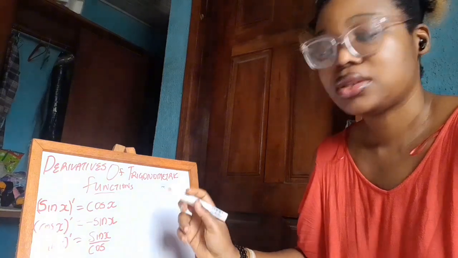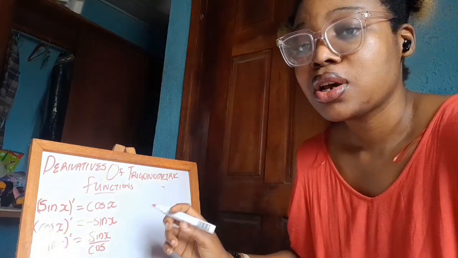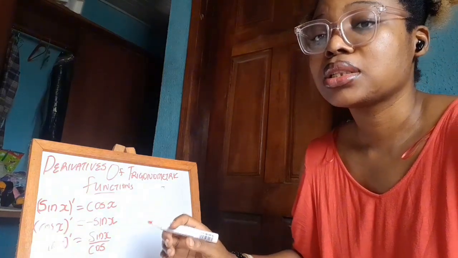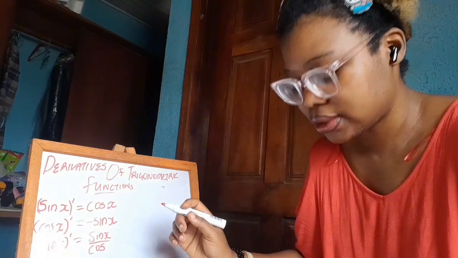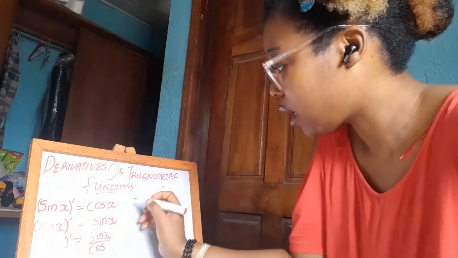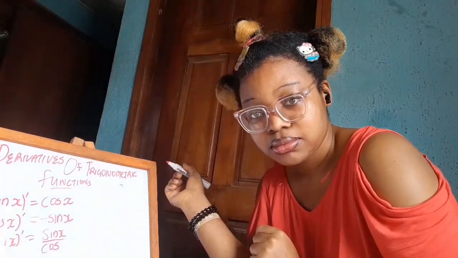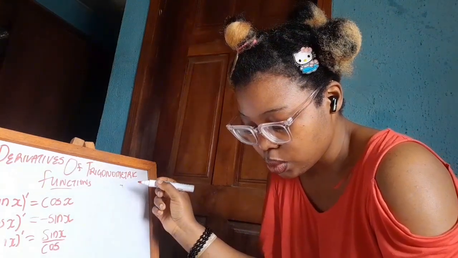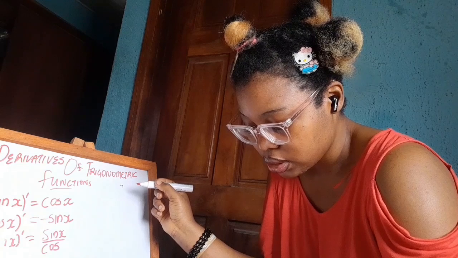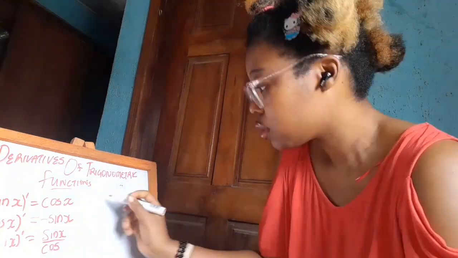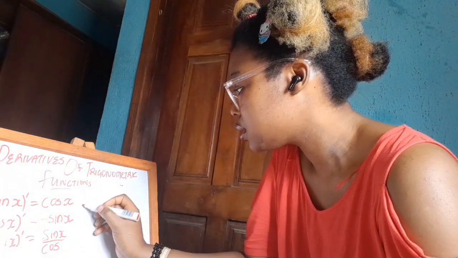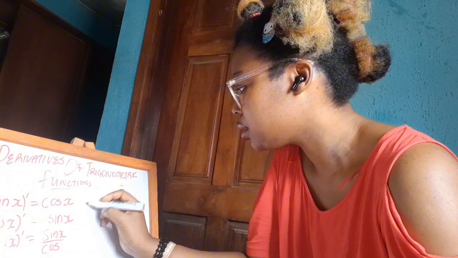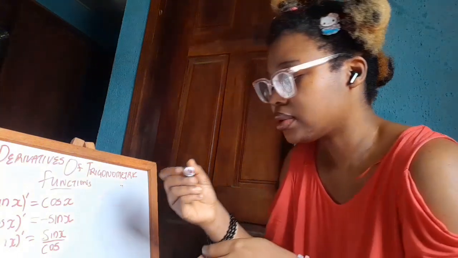So let's go ahead and write down the derivatives of secant, cosecant, and cotangent. The derivative of cosecant is, you use this sign. Oh my god, my marker has aired out too much.